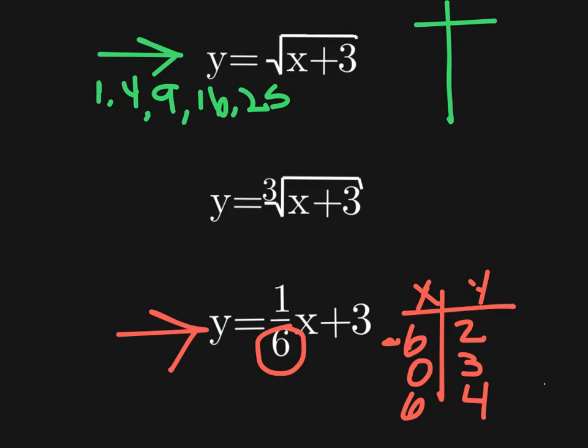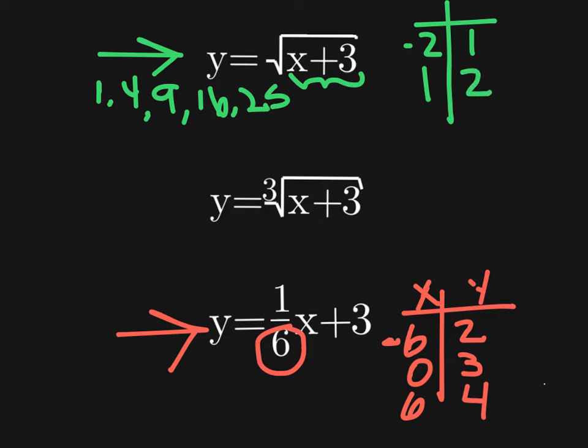So let's think about this. If I wanted to end up with 1 underneath this radical sign, what would x be? Well, it would be -2. So if x was -2, then what's under the radical sign would be 1, and the square root of 1 is 1. All right, so if I wanted what's underneath the radical sign to be 4, I need to think, what could I add to 3 to get 4? Well, that would be 1, and 1 plus 3 is 4. The square root of 4 is 2.